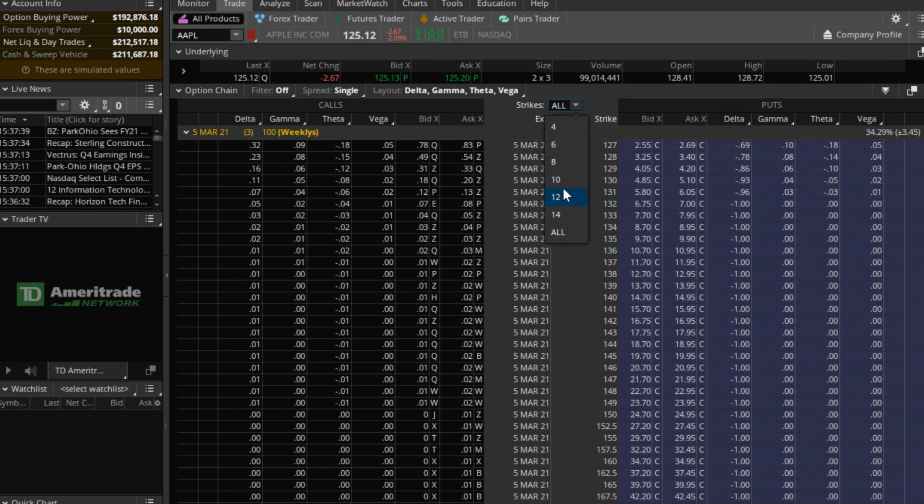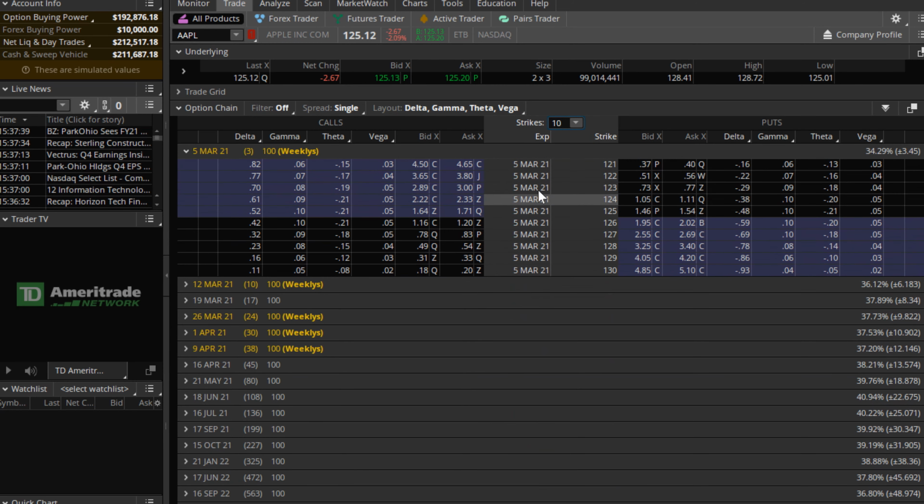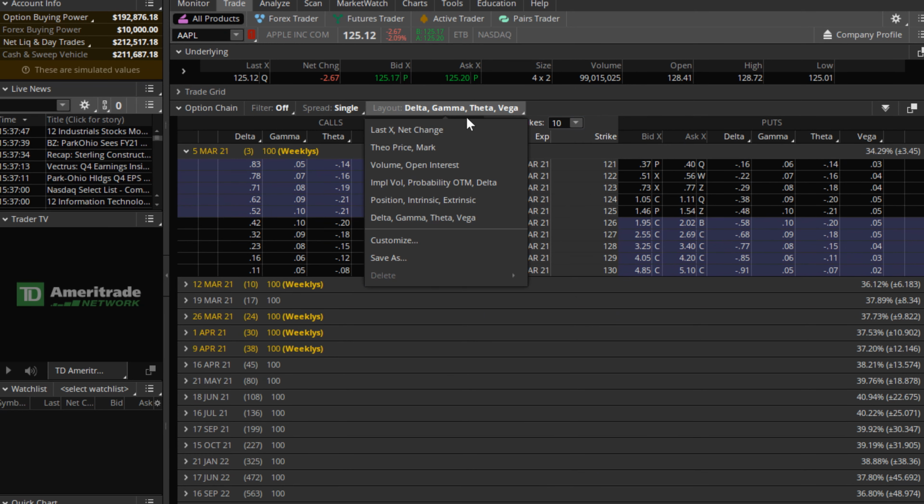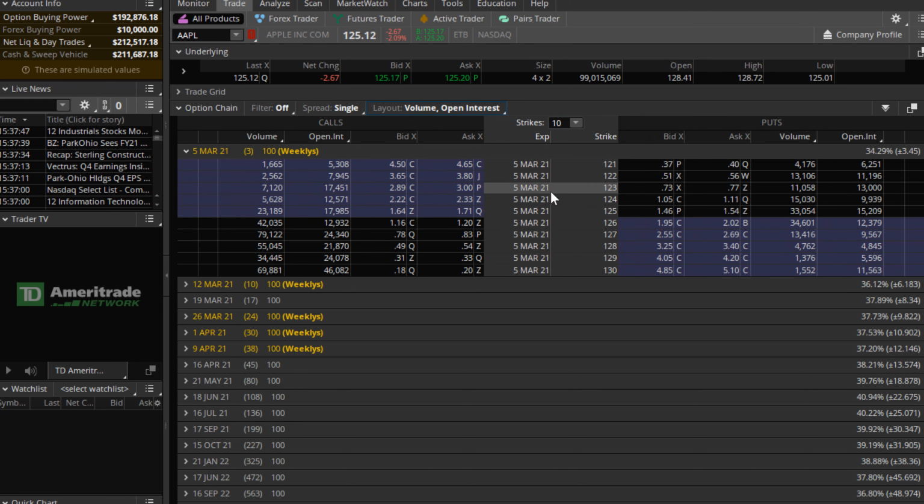And if we shrink it back down to 10, then it gives you shorter options and really where the volume is all located. If you wanted to see the volume and open interest on your options, you can choose that choice on the layout, and that'll show you that as well.